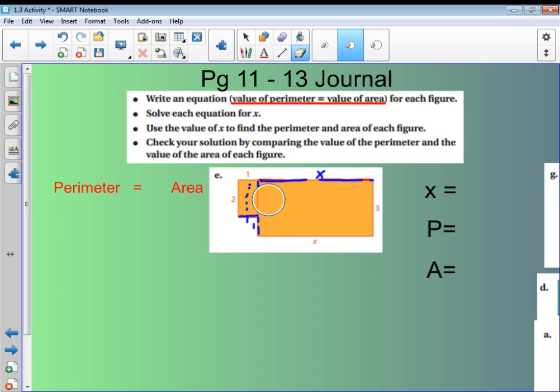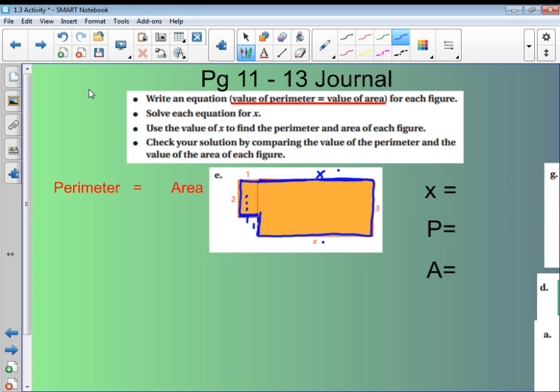Okay, so now when I look at the perimeter on the outside, and I'm just using the numbers on the outside, I see 2 x's. So I'm going to go ahead and write 2x. Plus, remember, we're adding all of our sides together.